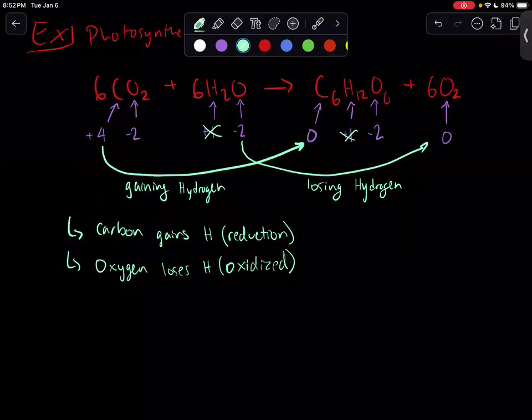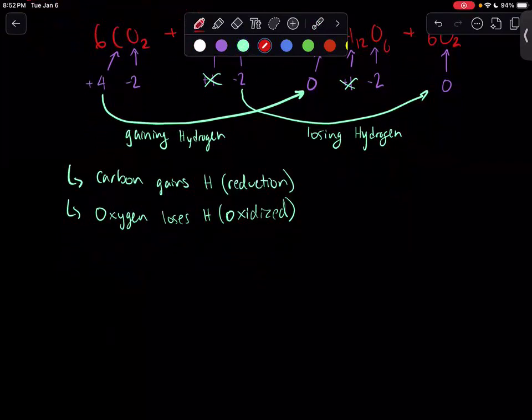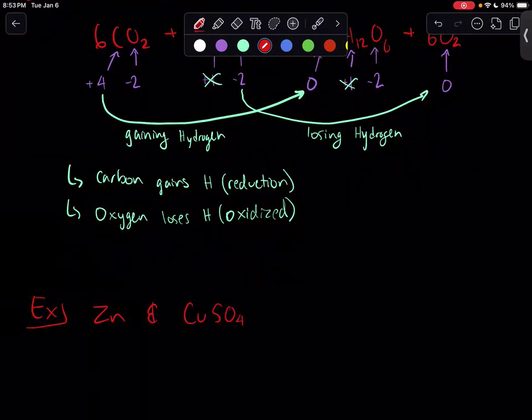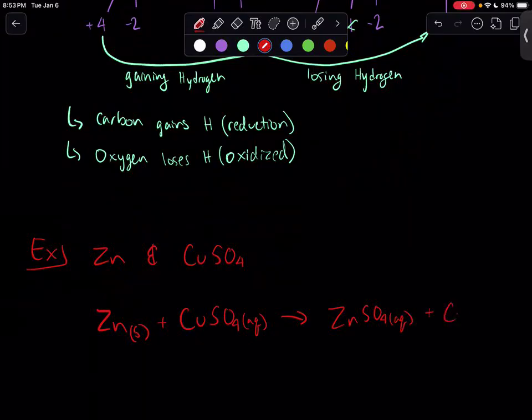Now, the last example I'm going to use to demonstrate oxidation and reduction is just a common reaction between two metals. So generally we can see the reaction between zinc and copper sulfate, or copper 2 sulfate, cupric sulfate. So we take our zinc solid, we react it with aqueous copper sulfate, and in solution when they react, we will get zinc sulfate, now aqueous, plus copper solid.